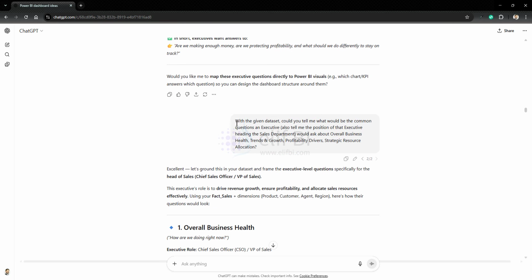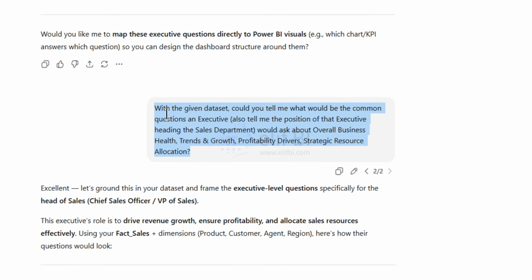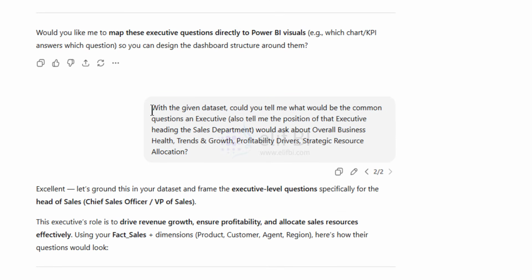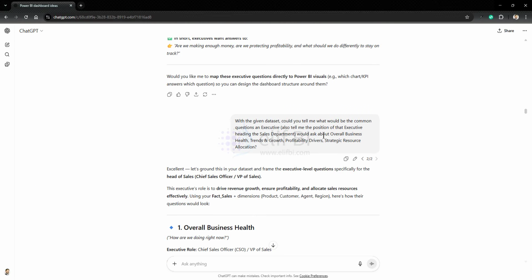And then the next prompt that is also related to step number 2 is, with the given dataset, could you tell me what would be the common questions an executive would ask about overall business health, trends and growth, profitability drivers, and strategic resource allocation? Now I'm slightly turning this conversation towards my dataset, because now I have already given the dataset. So ChatGPT would evaluate that dataset and tell me what are the questions that can be asked and what are the answers that we can get.